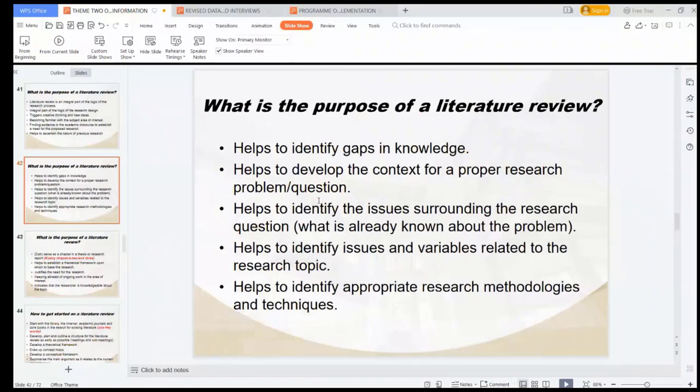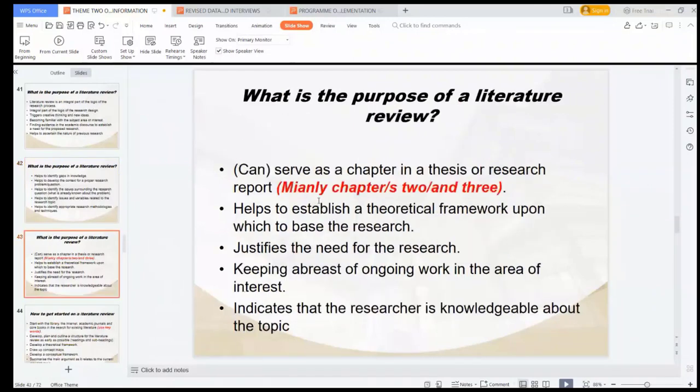As we continue, you see, it can also serve as a chapter in a thesis or research report. We have already said that chapter 2 and chapter 3 might be the core of your literature review, but your initial review of the literature will go into your research proposal, into chapter 1. All your background and your problem statement, before you can even put your research objectives, those are part and parcel of your literature review. It will help you to establish a theoretical framework upon which to base the research.